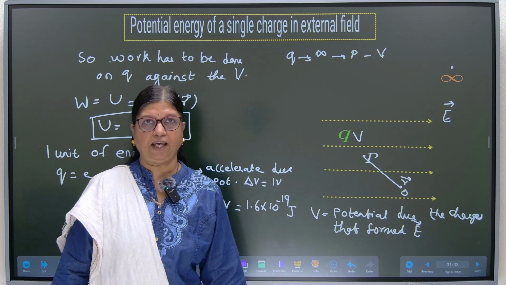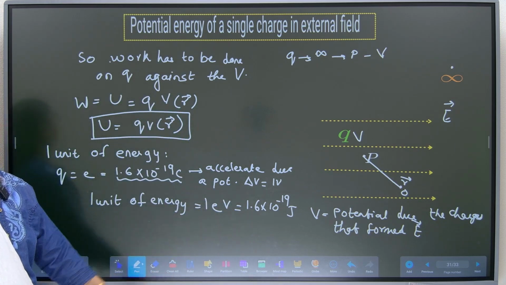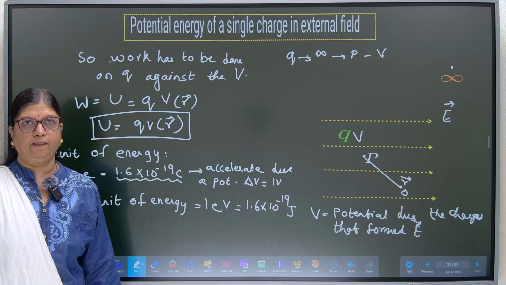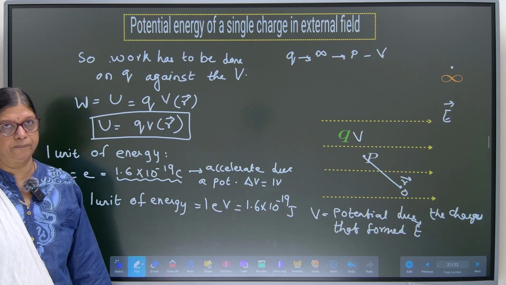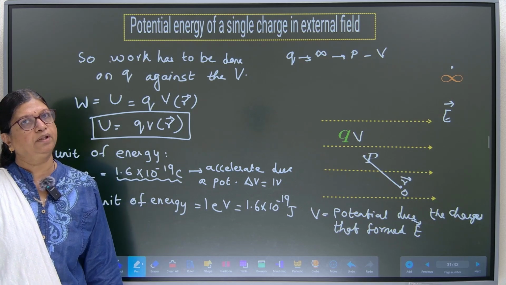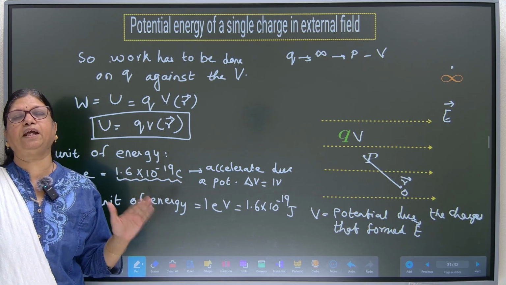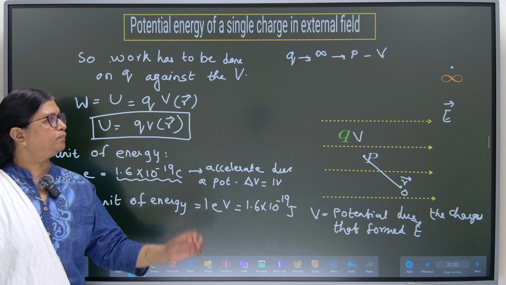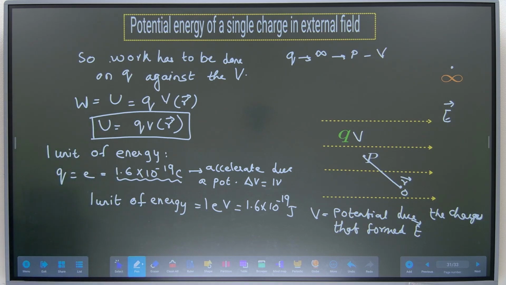Okay, so we have defined 1 electron volt also, found out its value also, found out the potential energy due to a single charge also. Okay, so remember this concept and understand it very clearly. I shall move, then we shall go to the next page to find the potential energy of a system of 2 charges in external field. Please take a screenshot or a pic of what we have done.